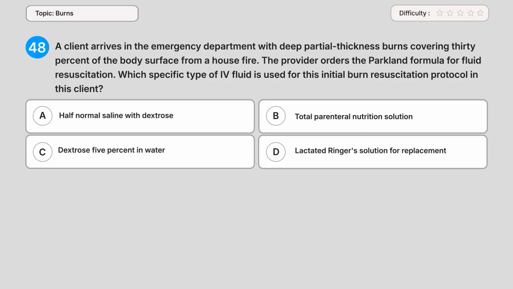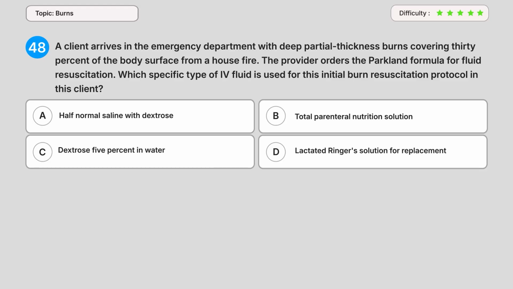48. A client arrives in the emergency department with deep partial thickness burns covering 30% of the body surface from a house fire. The provider orders the Parkland formula for fluid resuscitation. Which specific type of IV fluid is used for this initial burn resuscitation protocol in this client?